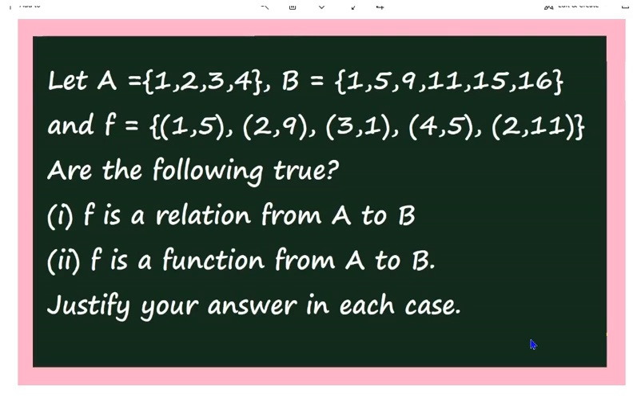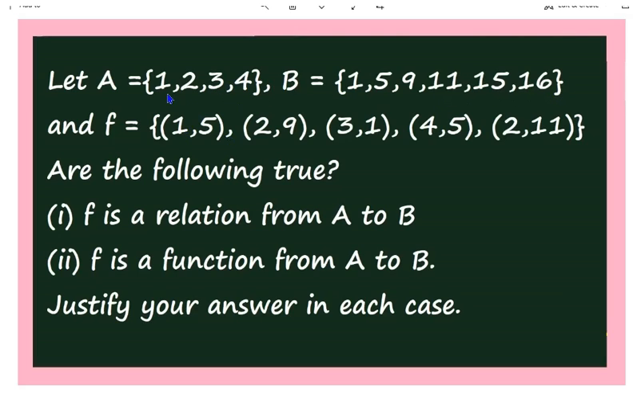Whether f is a relation from A to B. You have to check whether f is a relation from A to B. To check whether it is a relation, we have to check whether f is a subset of A cross B. Here, see the elements of f. You have to check whether these elements are in A cross B, that's all. (1, 5): whether (1, 5) is in A cross B? Yes. Here in A cross B, there will be 24 elements.